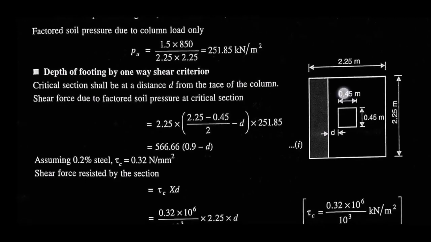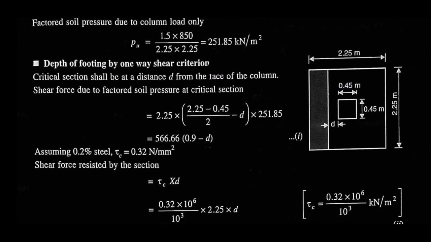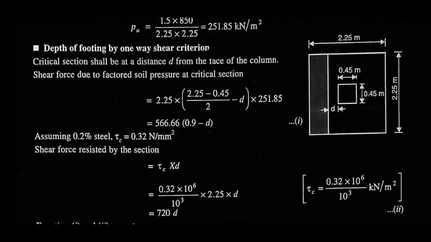Now shear force resisted by the section is equal to tau c into x into d. So x means one side of footing, and as this is a square footing, we can take any side because the value is the same. But in case of rectangular footing, we should design it twice, for x axis shorter span and for y axis longer span. In this case we don't have to consider that because we are designing a square footing. So tau c into x into d is equal to 0.32 into 10 to the power 6 by 10 cube into 2.25 into d, that is equal to 720 d.